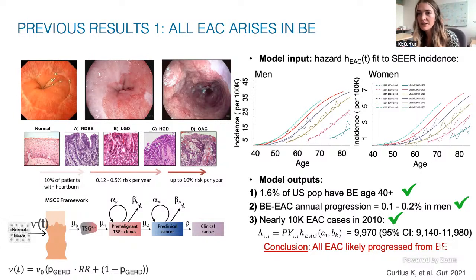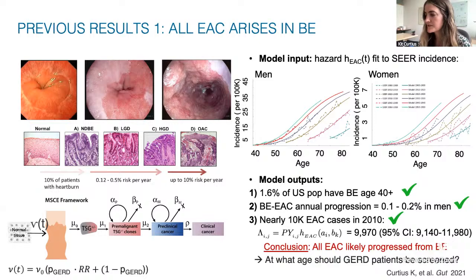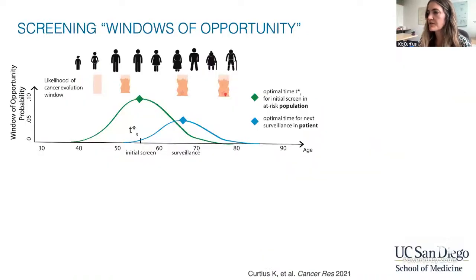So this was quite interesting for our clinical collaborators because it says that Barrett's is really the population that we should be focusing on, because they contribute to nearly all of the cases that we see in the population. And so the next question we could tackle with our modeling is at what age GERD patients should be screened for Barrett's. With this, we can think about the problem in terms of a quantitative approach, where we're looking for these windows of opportunity where someone has developed Barrett's, but has not developed cancer yet.